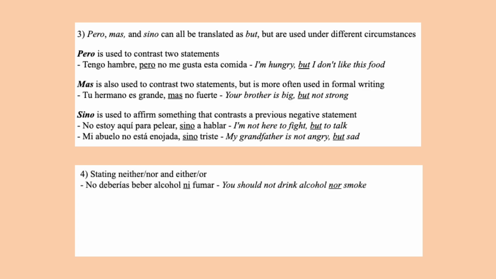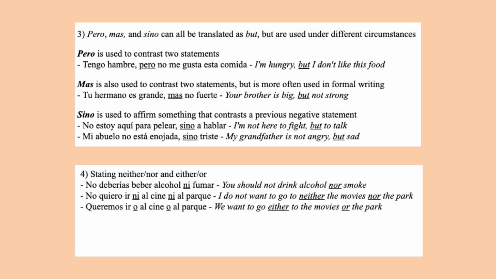And for those who are not aware, here are some examples of stating "neither...nor" and "either...or" in Spanish. No deberías beber alcohol ni fumar. No quiero ir ni al cine ni al parque. Queremos ir o al cine o al parque.